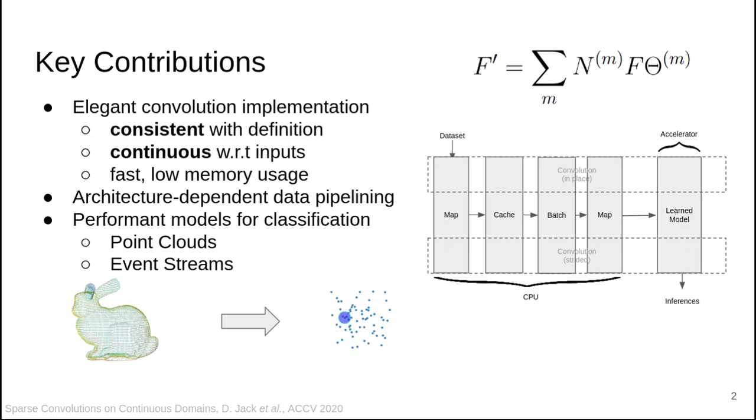We also demonstrate how pre-processing tools, usually reserved for data decompression and augmentation, can be used to drastically reduce training time for networks of such operations. We apply these ideas to point cloud and event stream classification problems, producing models which are performant with regards to accuracy, resource utilization, and speed.